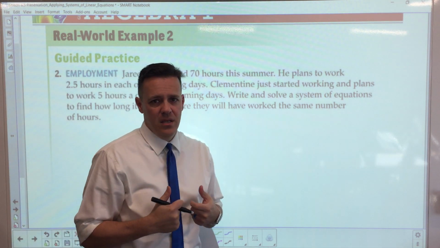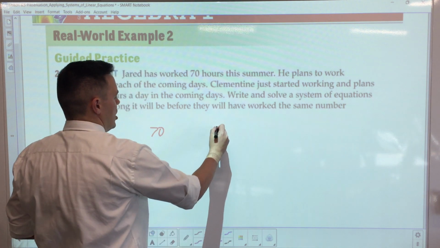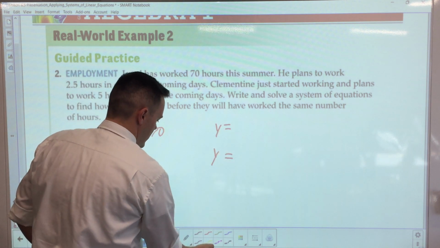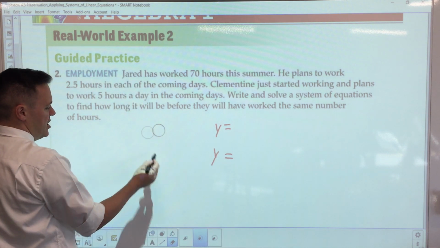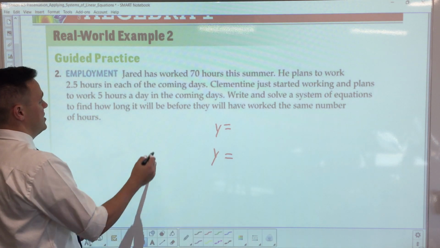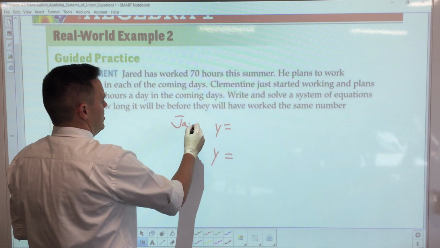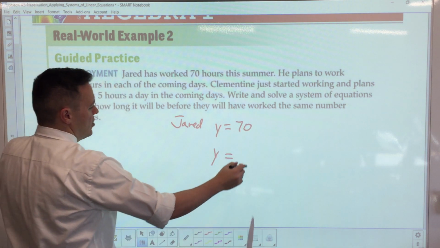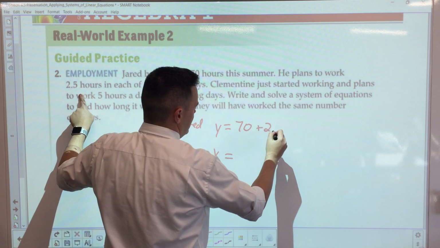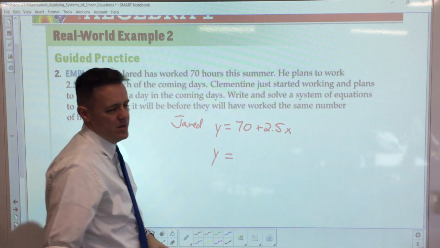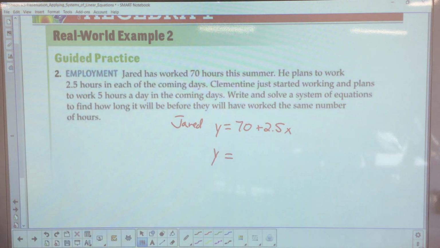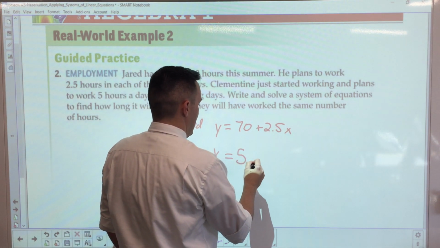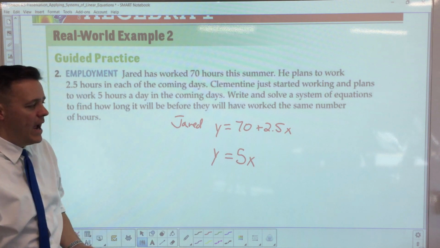Okay, so we're finding something. Do we know what we're finding? No. So that's going to be our y. It's going to be equal. All right. Then, ladies and gentlemen, we have to look at it and say to ourselves, okay, this is Jared at the top. Jared's already worked 70 hours, and he's going to work what? 2.5 hours a day. And then what is Clementine going to do? 5 hours a day. Graph it.